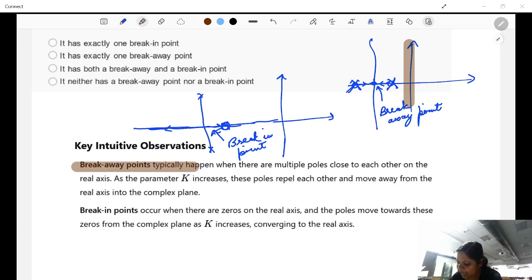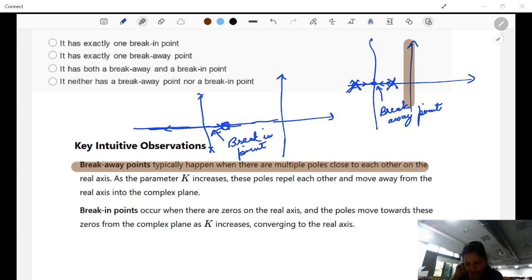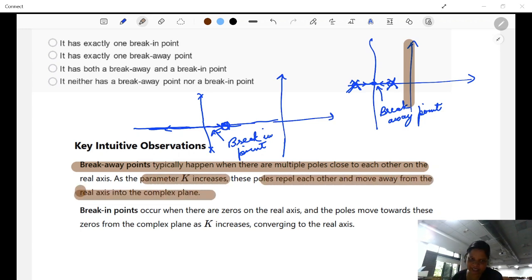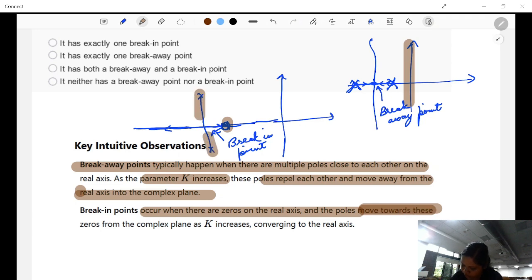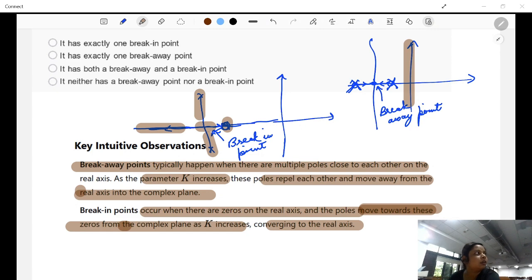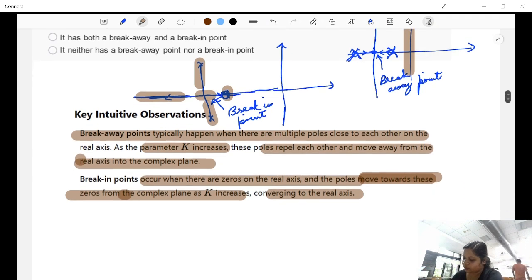Breakaway points typically happen when there are multiple poles close to each other. As k increases, these poles repel each other and move away from the real axis to the complex plane. Whereas break-in points occur when there are zeros on the real axis. So you saw here there was a zero. The poles move towards each other. You saw they both were moving towards each other from the complex plane, and as k increases, converging to the real axis. They have converged to the real axis. One moved in this direction, one moved in this direction. So it happened in this way, right?